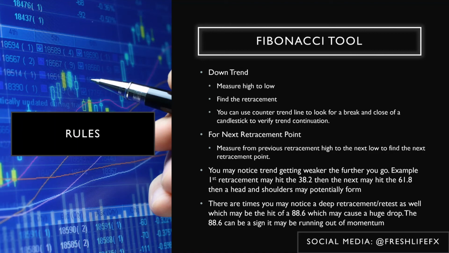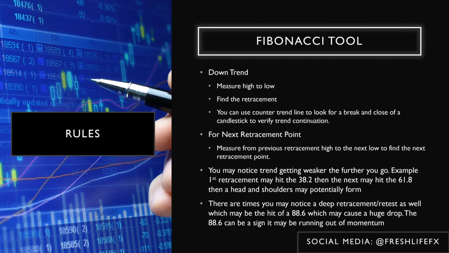And yeah, for the next retracement point, after it pushes, if you found one retracement point and you are looking for another one on the next part of the trend, all you have to do is measure the previous retracement. So you measure from that previous retracement high down to the next low to find the next retracement point. You may notice the trend is getting weaker the further you go. So, for example, the first retracement may hit the 382. Then next time, it may hit the 618 once it hits the second phase of it.